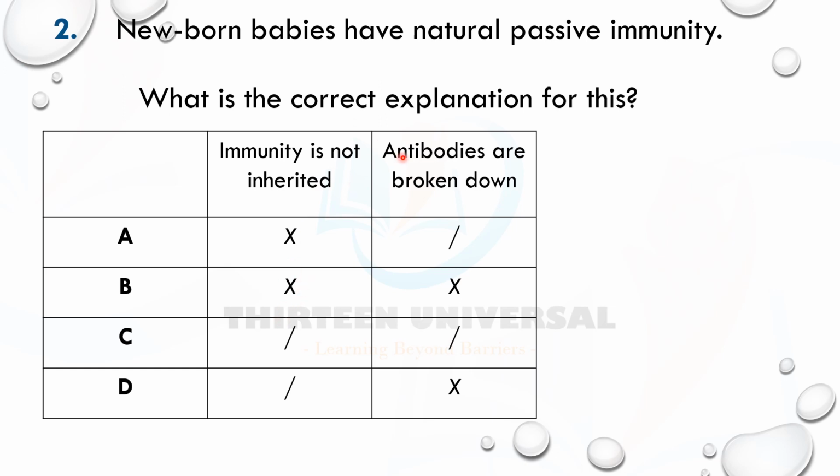Now, antibodies are broken down. Yes. Immunity is not inherited. Of course, it's passed on from mom to baby. It's broken down. Yes, the child's enzymes will break it down in the stomach. Remember that antibodies are proteins, so they will be digested by the protease enzymes in the stomach of the baby. So antibodies are broken down, yes, that's correct. So passed on from the mother, yes.